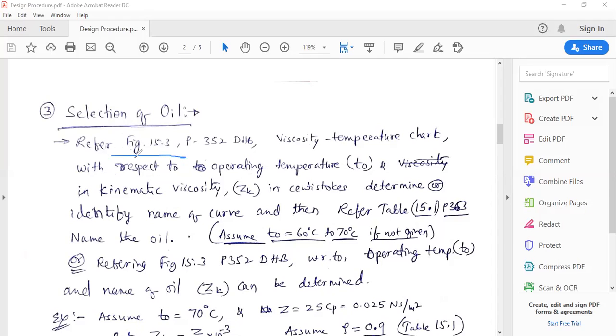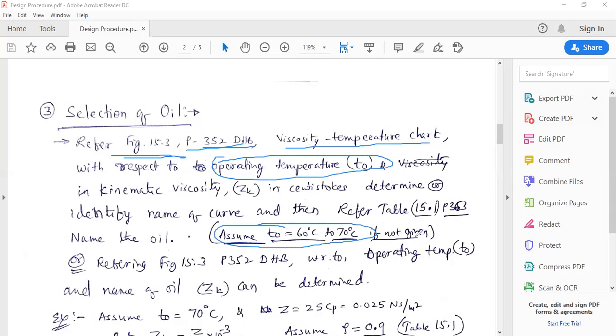Refer to figure number 15.3, page number 352 of the data handbook, where we have a viscosity temperature chart. With respect to that chart, based upon the operating temperature value, if it is given, well and good. If it is not given, you have to assume a value between 60 to 70 or 70 degrees centigrade directly.